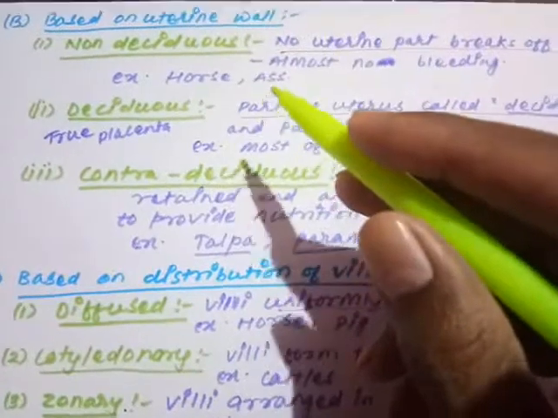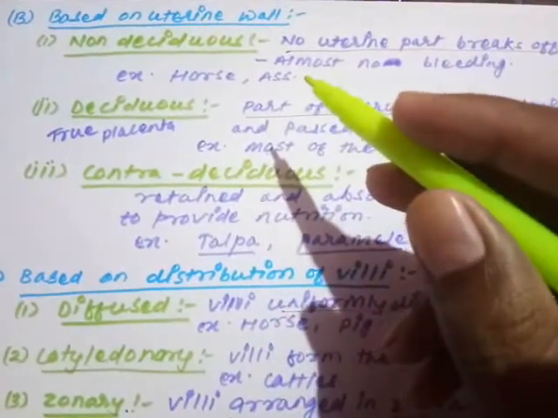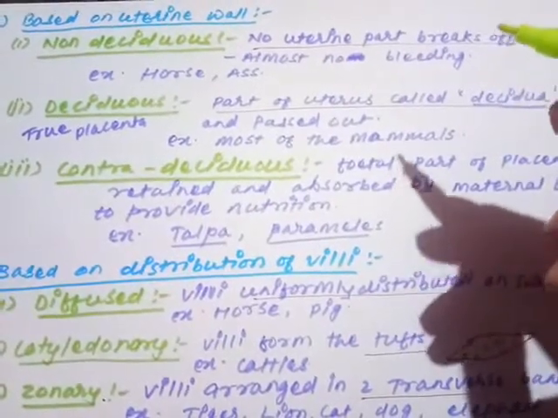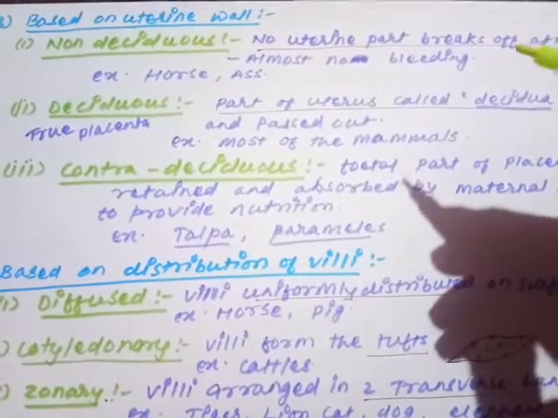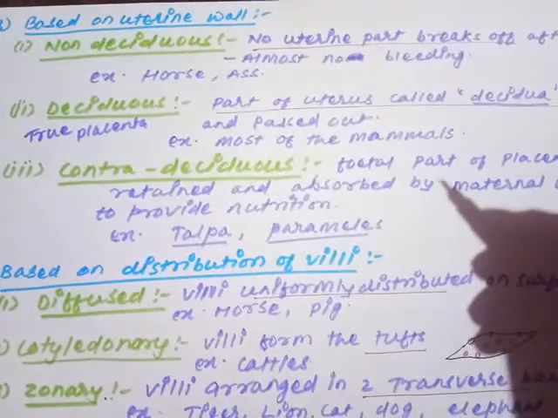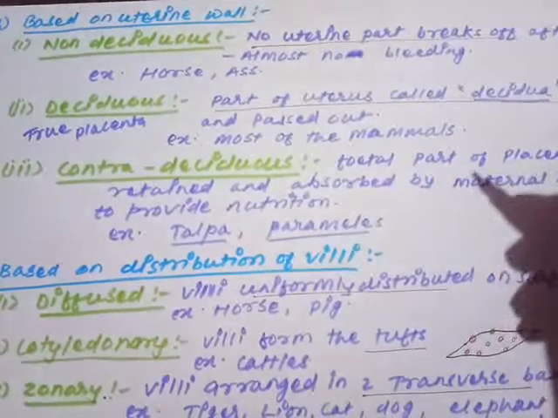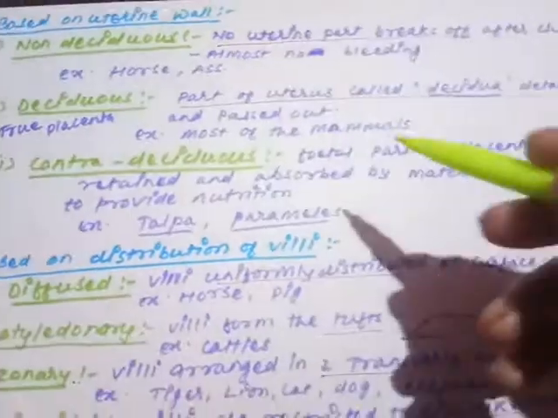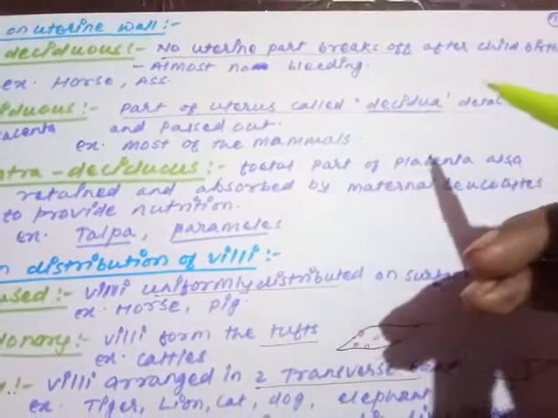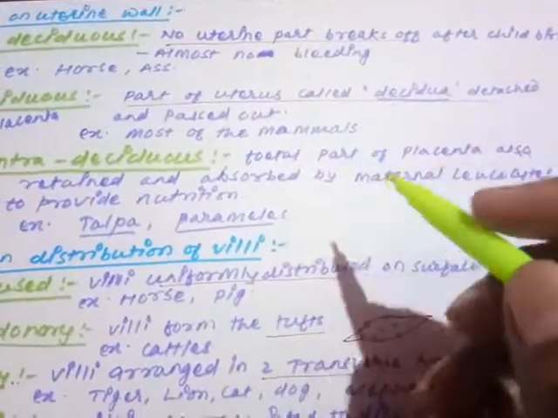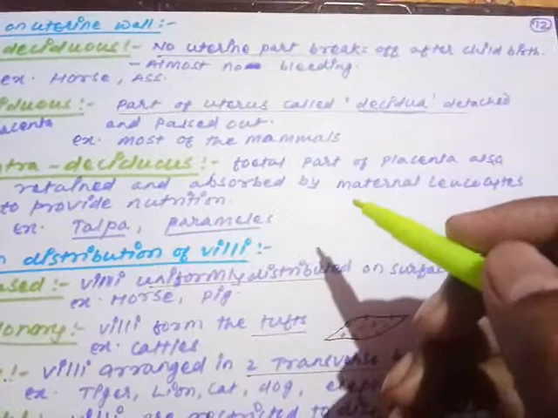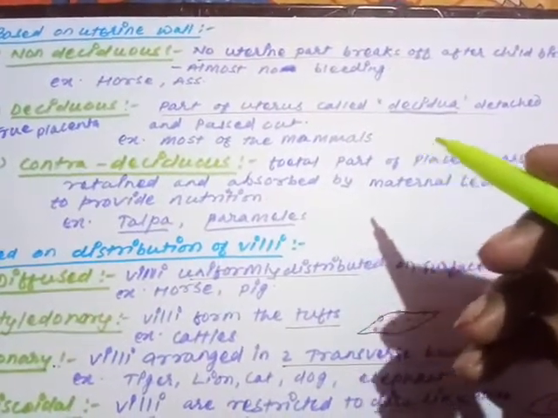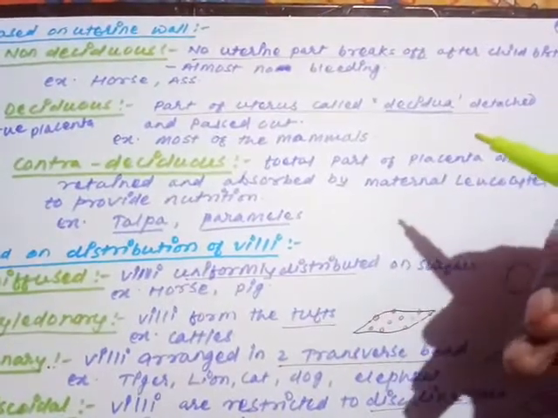So non-deciduous is the first type of placenta based on the uterine wall attachment. Non-deciduous means, deciduous का मतलब होता है गिरने वाला. So non-deciduous means what? That childbirth is not followed by the breaking down of decidua or endometrial lining or uterine part. So no uterine part is breaking off after childbirth. Are you getting my point? No uterine part is breaking off after childbirth. That time it is called non-deciduous. What is a non-deciduous placenta? When decidua is not falling off after childbirth.